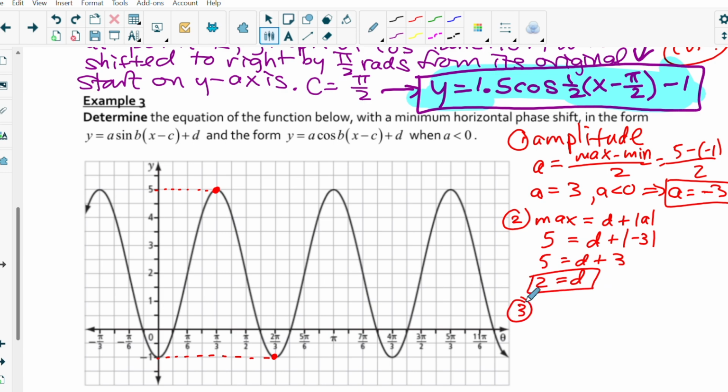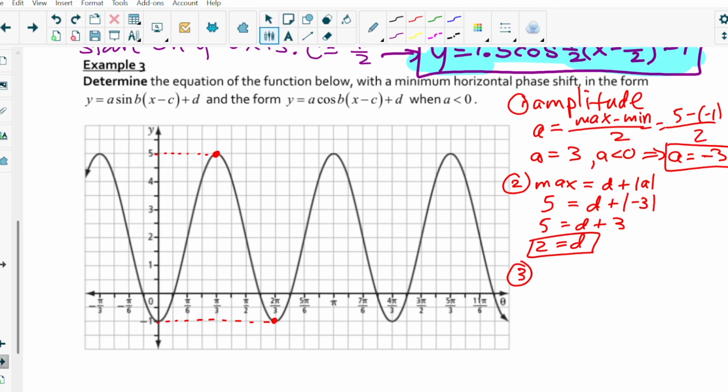Number 3, what's our b value? Well, let's look at it in terms of period. Okay, so I'm going to go from a to b. With a d value of 2, there's a sinusoidal axis. Y equals 2. I'm going to pick 2 points. I'm going to go a here. I'll note where that starts, pi over 6. And then I'm going to go full period. So this is point A. This is point B. Where does it end?